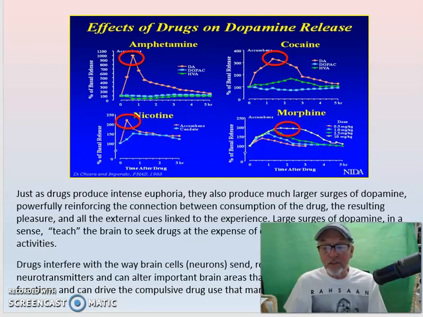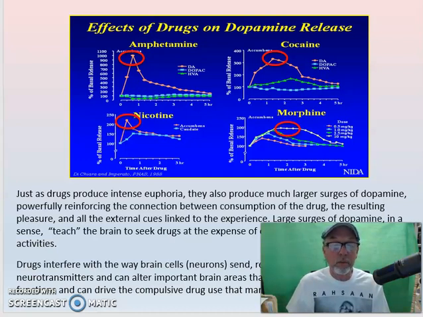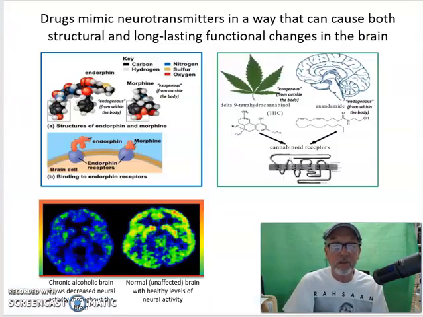Just as drugs produce intense euphoria because they act on dopamine, they also produce large surges of dopamine that powerfully reinforce the connection between the consumption of the drug, the resulting pleasure from being under the influence, and all of the external cues linked to the experience. And large surges of dopamine, in a sense, teach the brain to seek drugs at the expense of other healthier goals and activities. Drugs interfere with how brain cells, or neurons, send, receive, and process signals via neurotransmitters, and can alter important brain areas that are necessary for life-sustaining function, and they can also drive the compulsive drug use that marks severe substance use disorder.